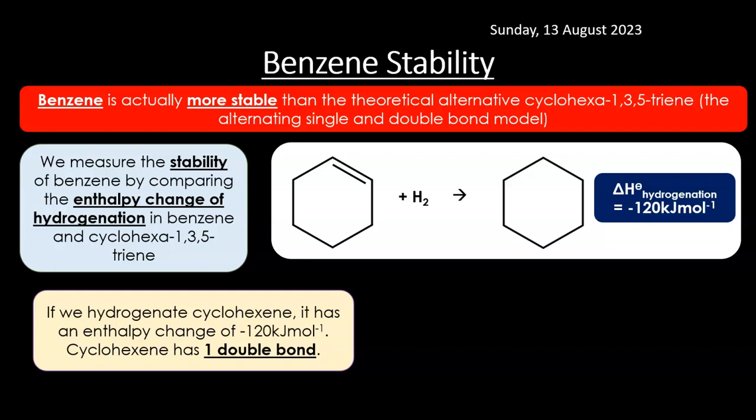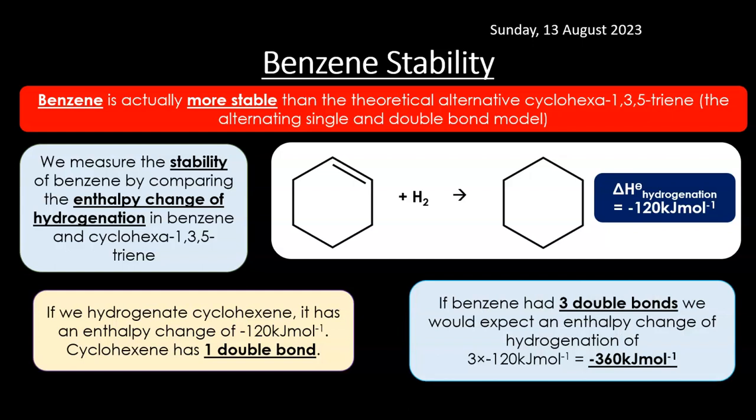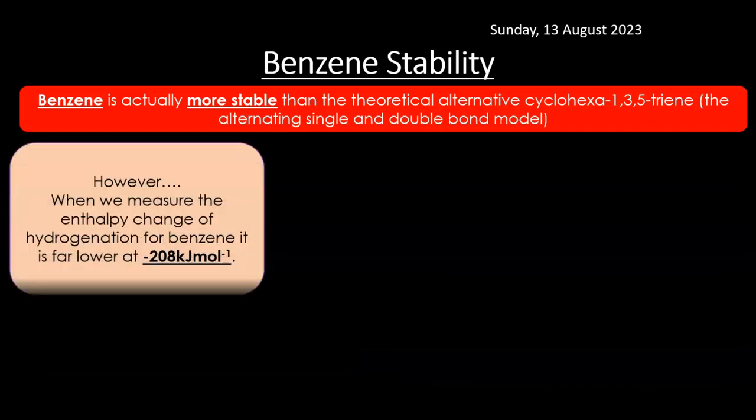The enthalpy change for this hydrogenation of a single double bond is minus 120 kilojoules. Therefore, if the Kekulé structure was correct, with 3 double bonds we would expect a hydrogenation enthalpy of 3 times minus 120, which is minus 360. That's what we would have expected. However, when the actual hydrogenation is measured for real benzene, the value we get is only minus 208. We are 152 kilojoules lower than the expected value.